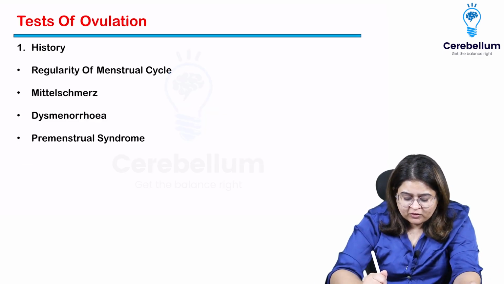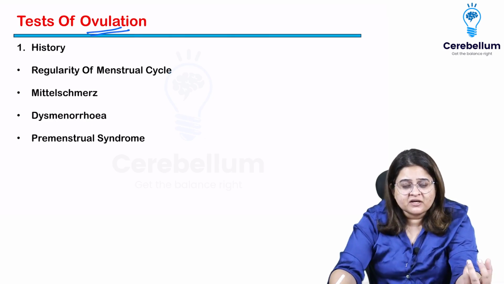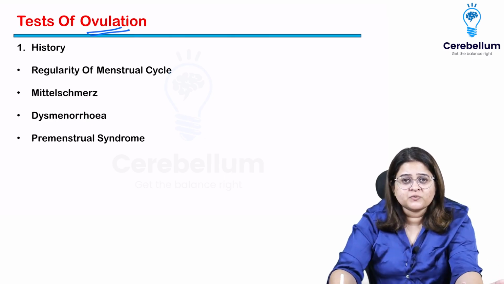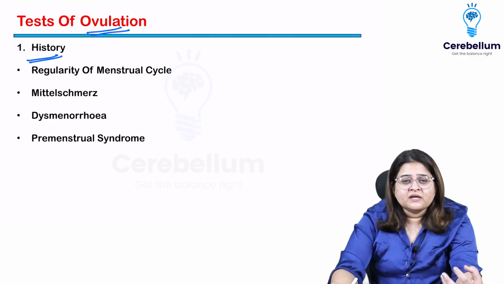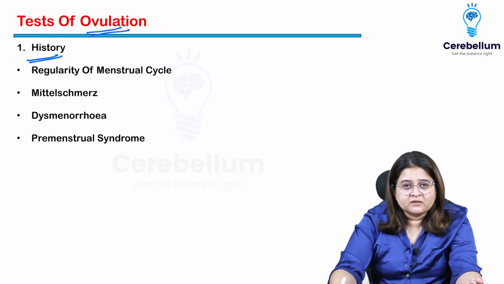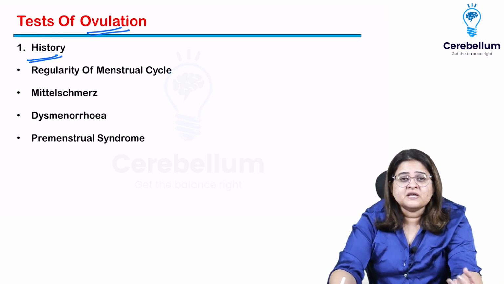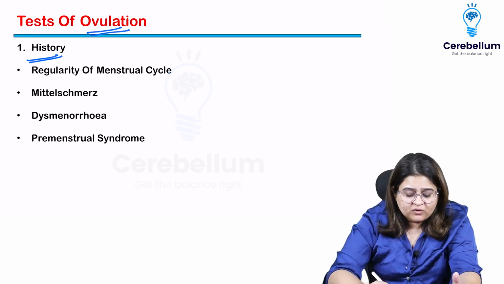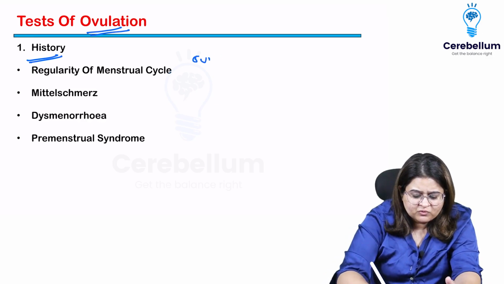Now coming to tests for ovulation. Test for ovulation means, is she having or undergoing ovulation? One of the best ways to do this is to take a history. If she's having regular cycles, all the more proven by having mid-cycle spotting or pain, Mittelschmerz, if she's having painful periods, if she has PMS, these are all signs that she must be ovulating. So then we usually don't go for further tests.